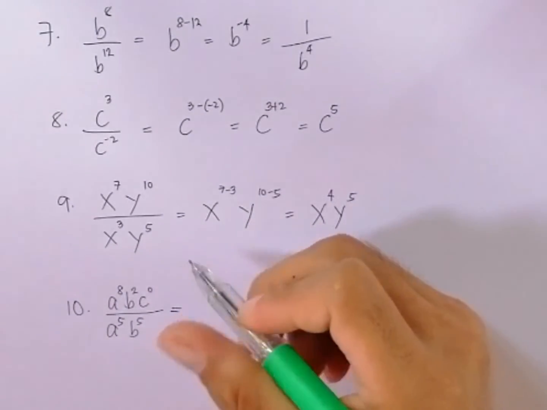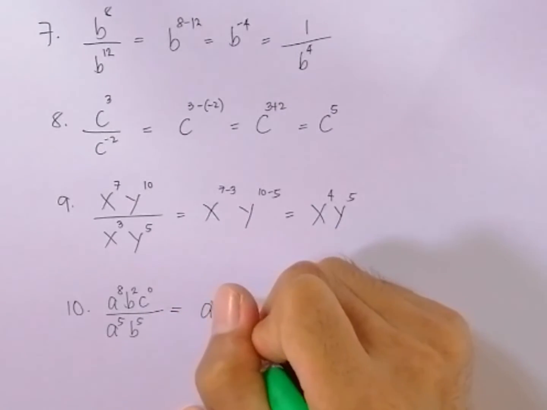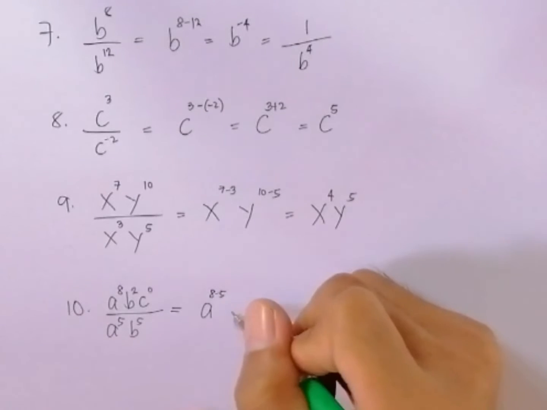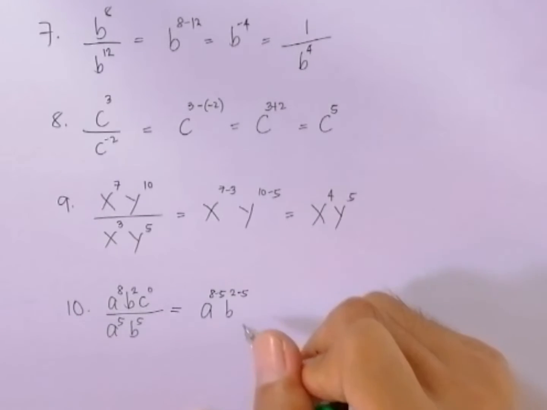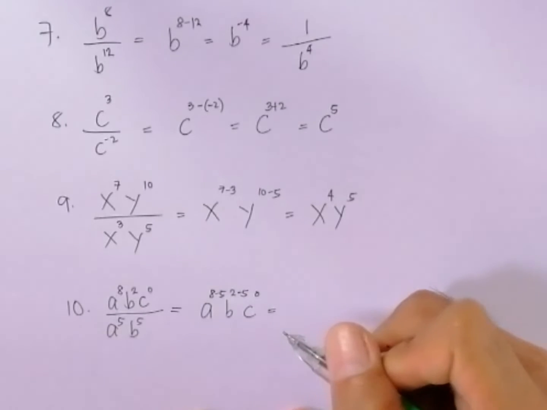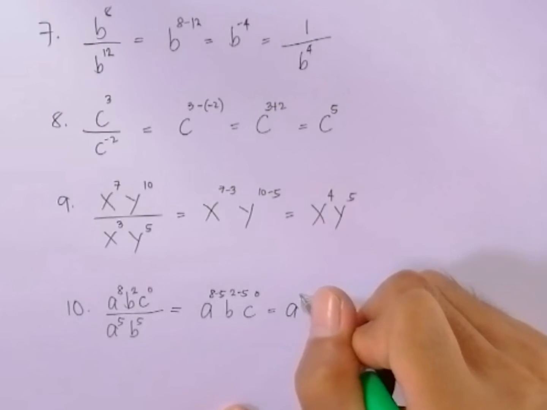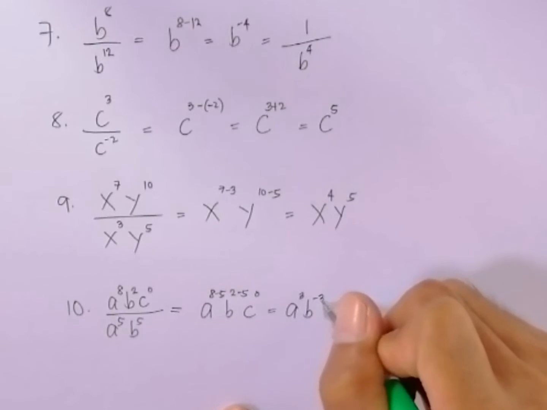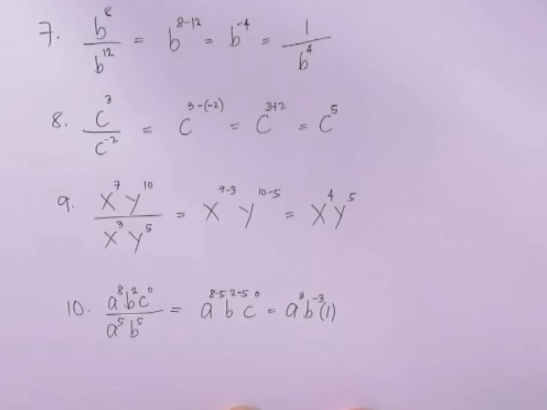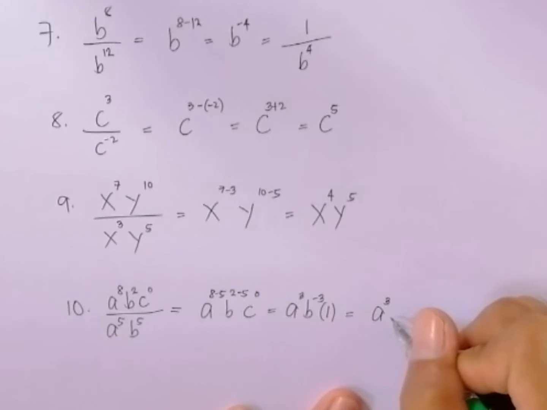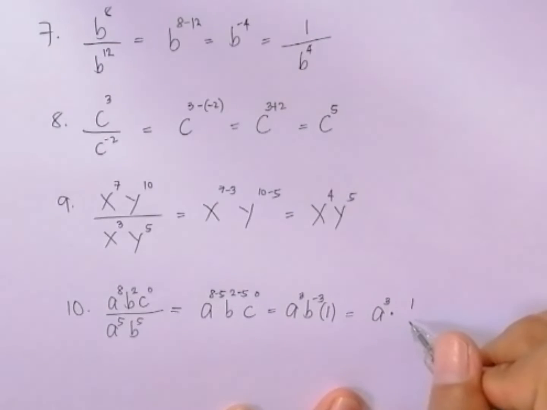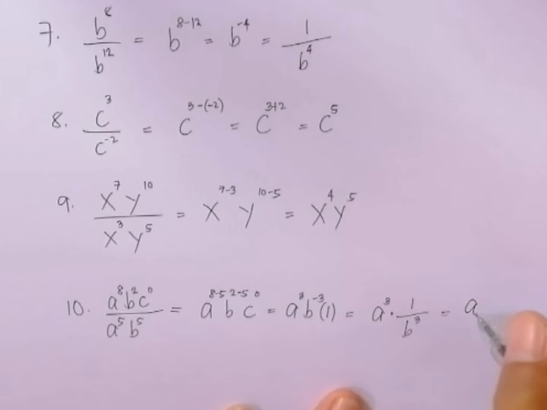Number 10, a raised to the power of 8 minus 5 times b raised to the power of 2 minus 5, then c raised to the power of 0. So for a, that is a raised to the power of 3 times b raised to the power of negative 3 times 1. Then simplify, that is a raised to the power of 3 times 1 over b raised to the power of 3. Then multiply, so the answer is a raised to the power of 3 over b raised to the power of 3.